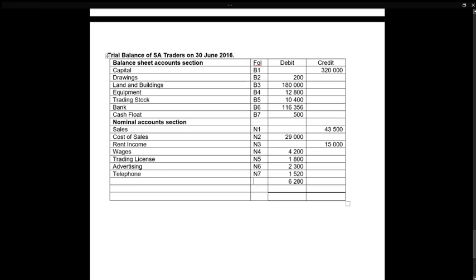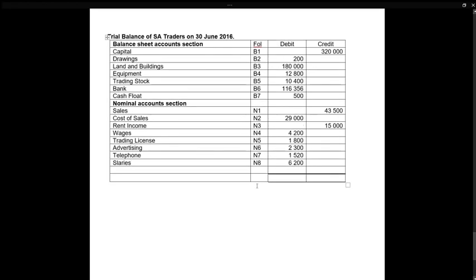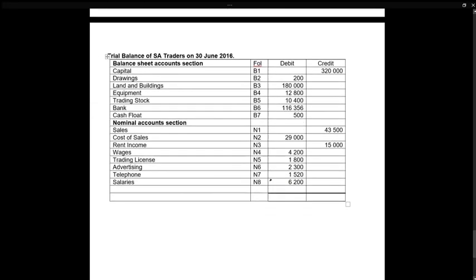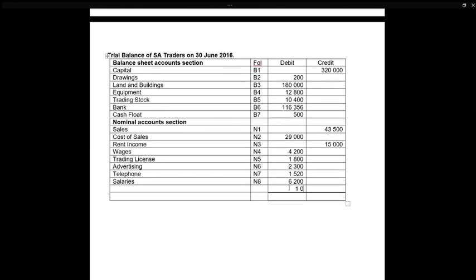6,200. N8, salaries. Oh, typo, sorry. Right, so last one, N9, stationery 1024 Rand. That was N9.